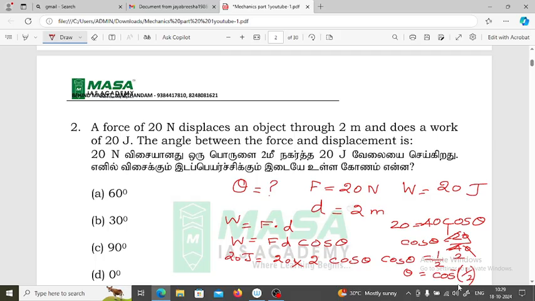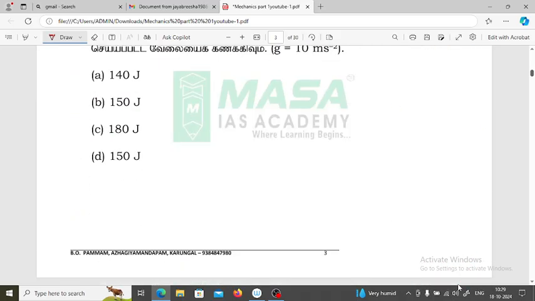Cos values: cos 0 is equal to 1. Cos 30 is root 3 by 2. Cos 45 is 1 by root 2. And cos 60 degree, that is 1 by 2. Cos 60 degree is equal to 1 by 2. So our answer is option A, cos 60 degree. The theta is 60 degree. Okay. Next question. Question number 3.